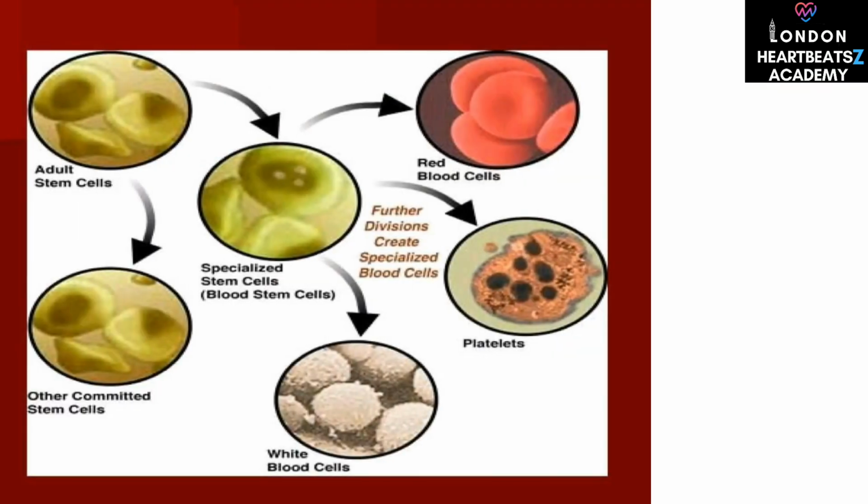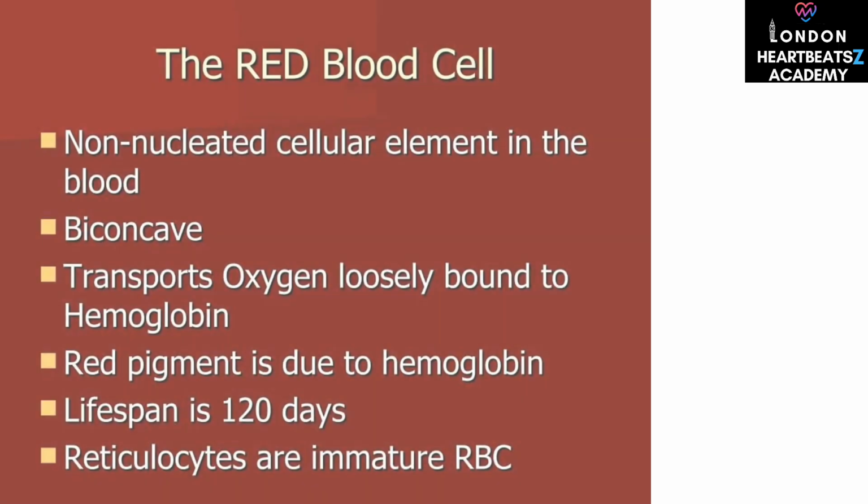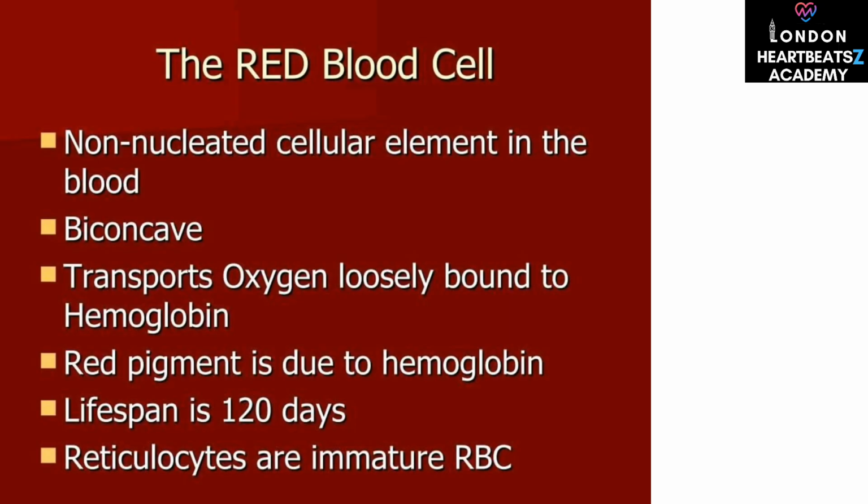Anemia is a reduction in red blood cell or hemoglobin levels, decreasing the oxygen-carrying capacity of the blood. Leukopenia is a decrease in white blood cells. Thrombocytopenia is a reduced platelet count. Hemostasis is the process of stopping bleeding, involving vasoconstriction, platelet plug formation, and blood coagulation.